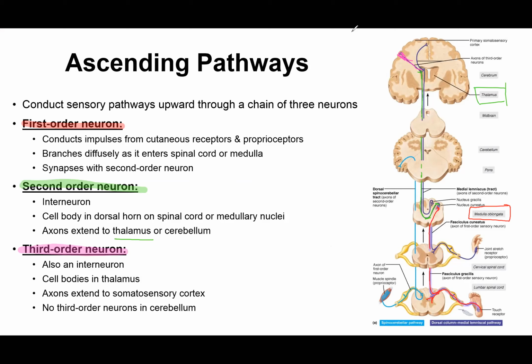Okay. Note, this is a very important thing that I'm about to tell you. There are no third order neurons in the cerebellum. Okay, no third order neurons in the cerebellum. Third order neurons are only up in the brain, specifically originating from the thalamus. Okay, so this is just a general overview of these ascending pathways, and now we're going to talk about the specific pathways.